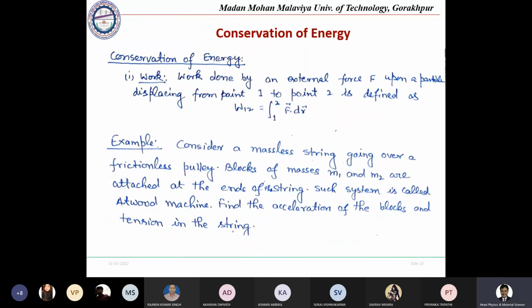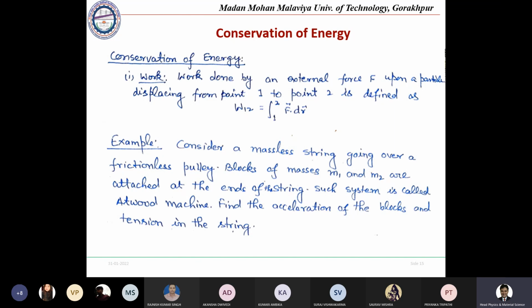Let us take an example: consider a massless string going over a frictionless pulley. Blocks of masses M1 and M2 are attached at the ends of the string. Such a system is called the Atwood machine. You might have read it in your lower classes also. Find the acceleration of the blocks and the tension in the string.